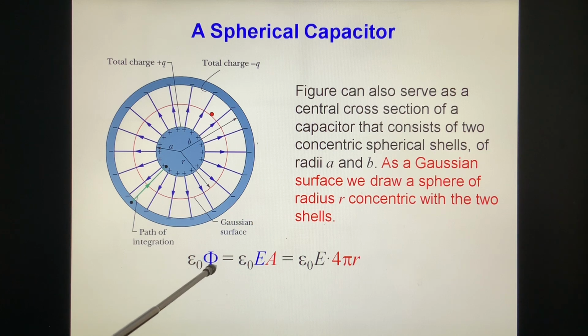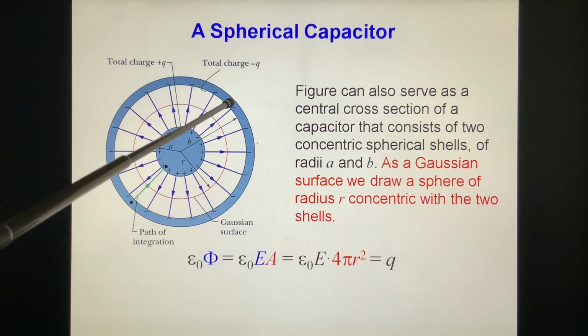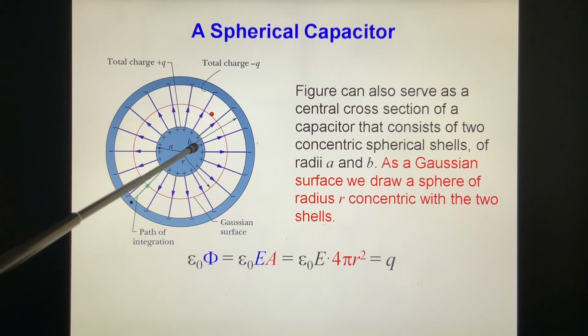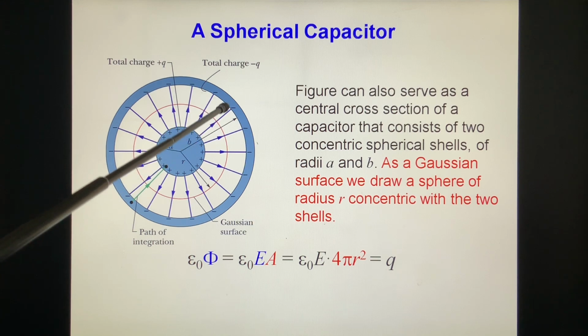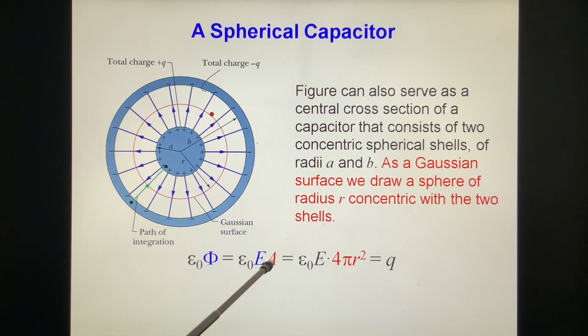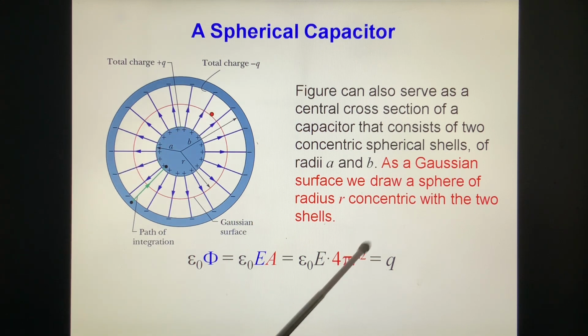For the Gaussian surface, this flux phi is equal to EA. The reason is similar to the previous one. E is along the radius, so parallel to dA, and dA is outward. So E dot dA equals E dA. E is constant, so take it out, and the integration is the total area. The sphere area is 4 pi r squared.